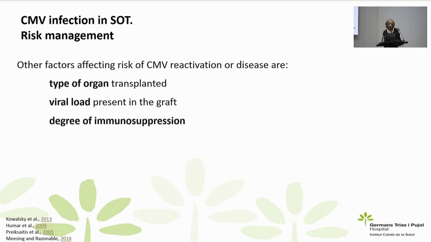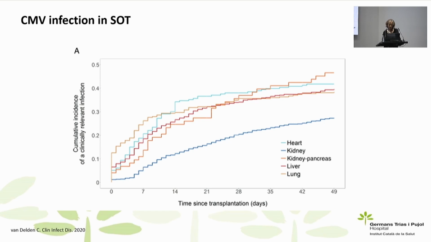Other factors that affect the risk of CMV reactivation or disease in solid organ transplant are the type of organ that we transplant, the viral load that is in the graft, and the degree of immunosuppression that we give to the patient. As you can see here in this Swiss cohort, the grafts that are more prone to develop CMV infection are the lung, the heart, and the intestine, which here is represented by the pancreas. The blue line, that is the kidney, is quite well protected.